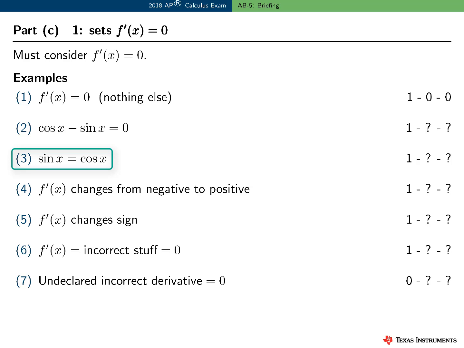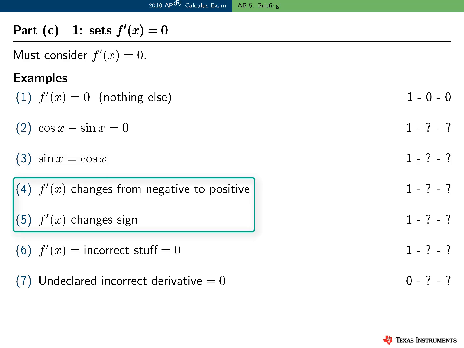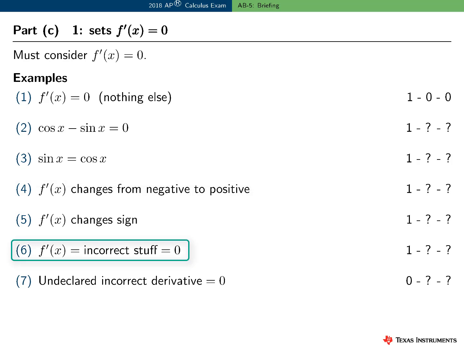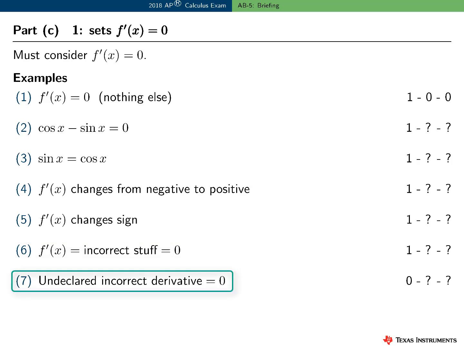Similarly, in example 3. In examples 4 and 5, the student has conveyed the conceptual first step here in words, and so each earns the first point. In example 6, suppose the student calculates the derivative incorrectly. If they still identify their expression as f prime and set it equal to 0, they earn the first point. However, in example 7, an incorrect first derivative, unlabeled or undeclared, set equal to 0 does not earn the first point.